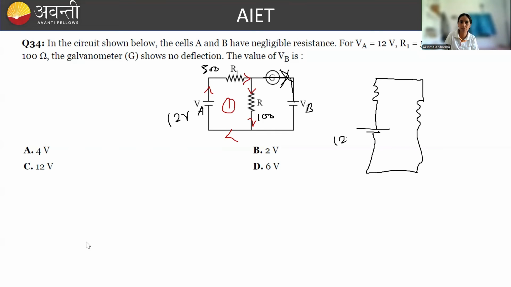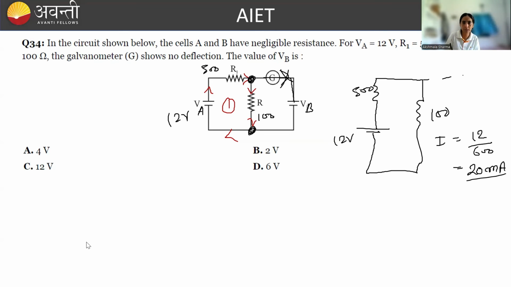In this circuit, this is 12 volt, this is 500, this is 100. Since no current is going in this arm, I have cut it for finding out the current. So if you see here, 500 and 100 are in series, so current will be 12 by 600, that is equal to 20 milliampere. Now next thing, if you look at the potential drop across this, it will be how much?